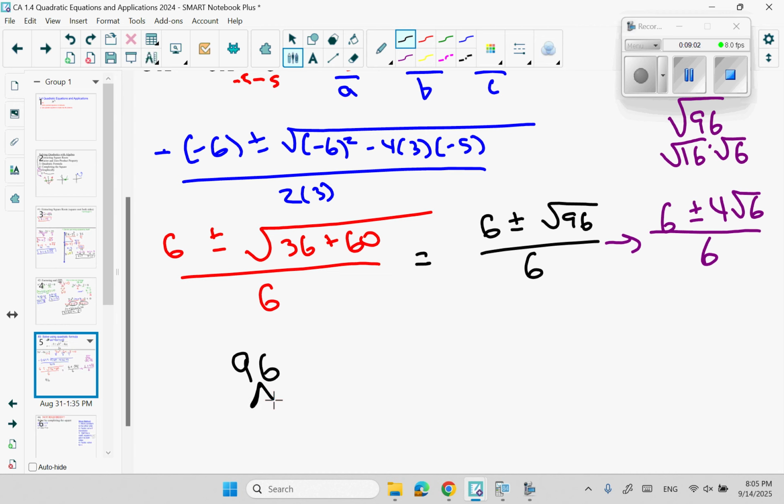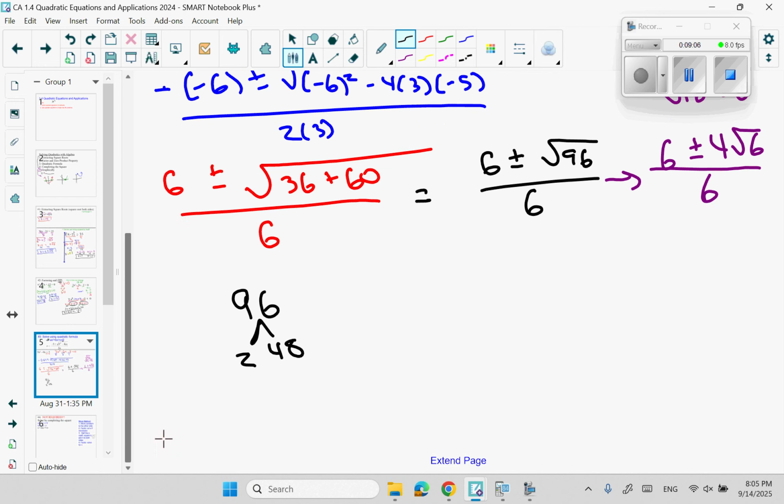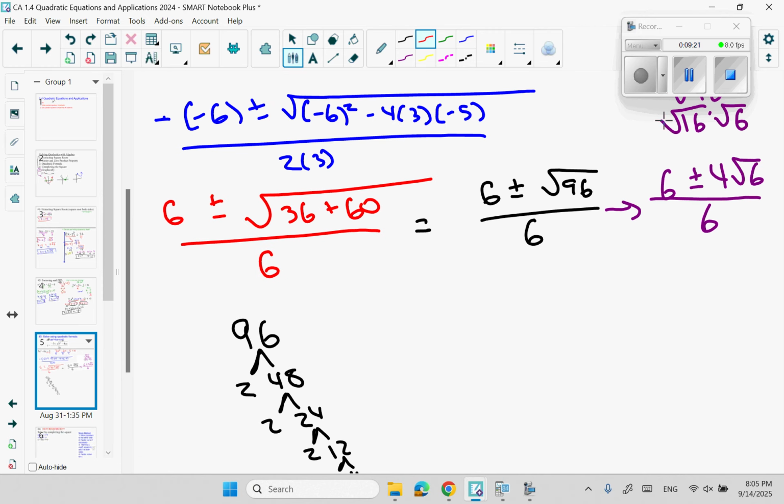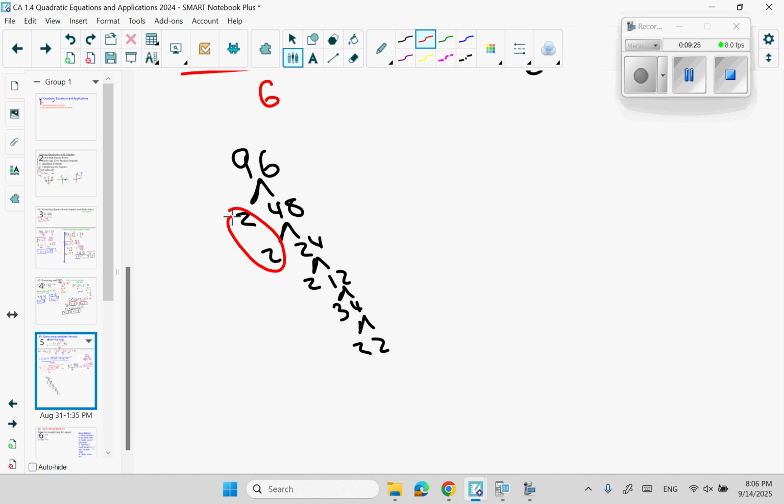So things that multiply to 96, for example, you could say 2 and 48. Which would be 2 and 24, which would be 2 and 12, 3 and 4, 2 and 2. And because it's a square root, this index number, the number right here, is implied to be a 2. So I'd look for pairs of numbers. Those numbers get multiplied on the outside.